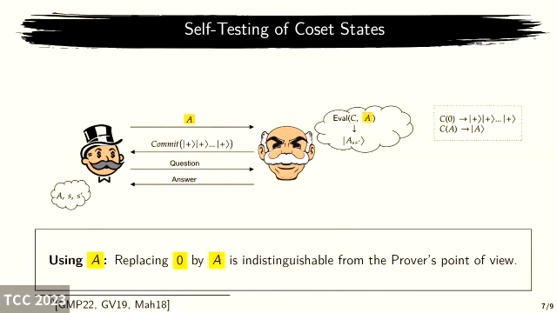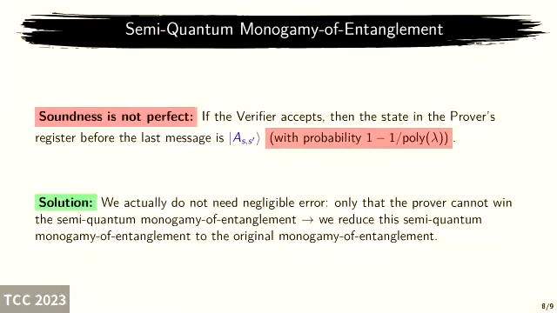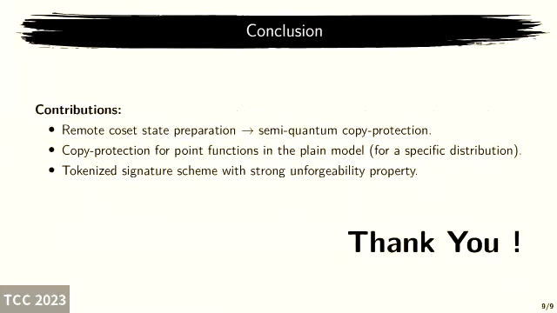Because of this fact, we can combine these two protocols: send a bunch of encryptions of 0 at the beginning, then once we are sure that the prover is honest, send a round with the encryption of A, and that gives us in the end a self-testing protocol for the coset state. I will skip the last part, but basically we just have to run this protocol in an n among 2n way to get the remote coset state preparation. Thank you for your attention.